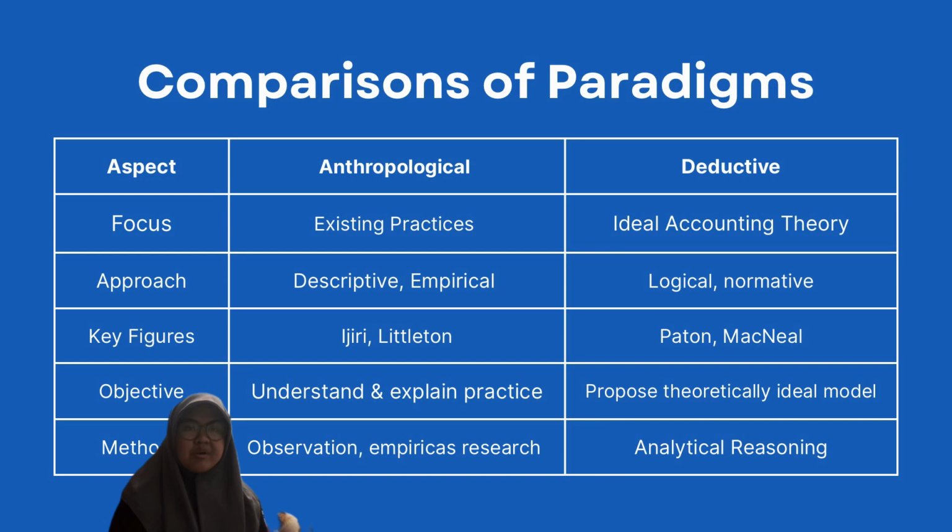The deductive paradigm, on the other hand, is theoretical and prescriptive. Scholars such as Paton and Littleton promoted ideal models for income measurement that rely on logical consistency rather than historical convention. These two paradigms differ not only in method but in purpose. One explains the current system while the other envisions a better one.